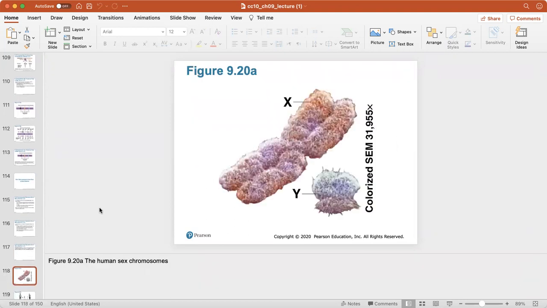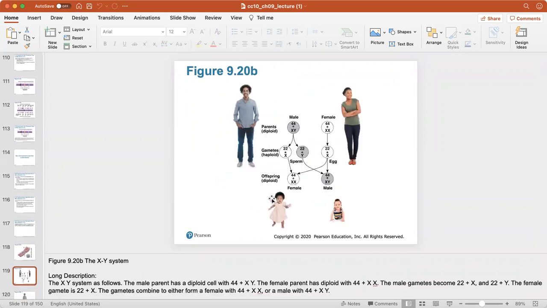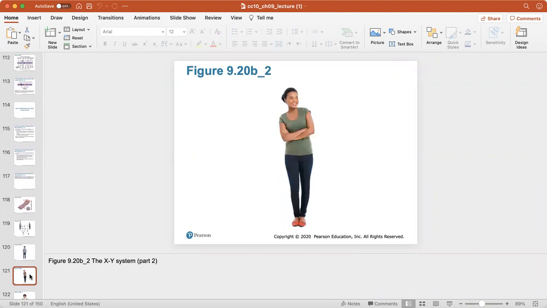So here we have the human sex chromosomes, what the X looks like and what the Y looks like, and just showing how the XY system works. A male and female will cross and how they will produce an XX female or an XY male. And the male, the sperm, is always the one that will determine the gender of the offspring.